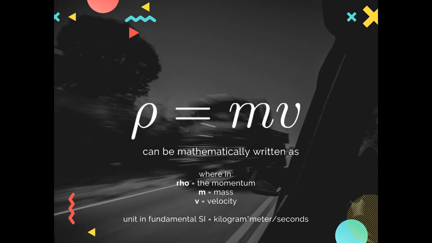So that can be mathematically defined as rho. Some of your teachers might use P instead to designate the variable for momentum. Then we have mass times velocity. The fundamental SI unit for momentum is kilogram meter per second. For energy or work we have joules, for force we have newtons, but for momentum it's purely in fundamental SI, so that's kilogram meter per second.